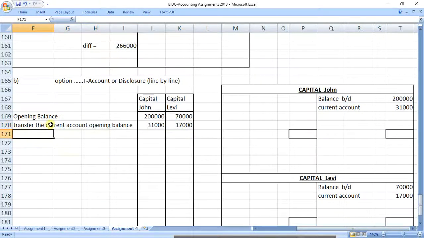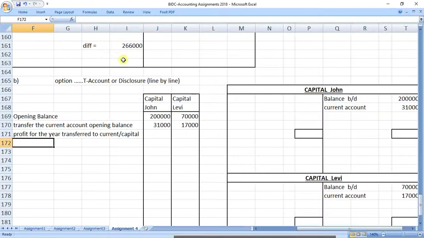So, this would have been the profit for the year transferred to current/capital. So I'm showing these line items separately. What you could have done is, how many marks is it out of? It's out of 4. So you probably do need to show more. So let's show more just in case.